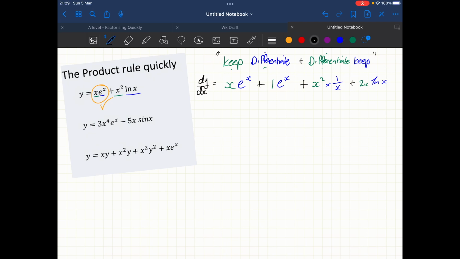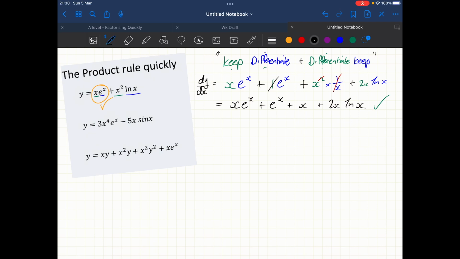Okay, cleaning up a little bit, that 1 we can ignore, x squared, 1 over x, those cancel out. So the final answer then is going to be x e to the x plus e to the x plus x plus 2x natural log of x. As simple as that.